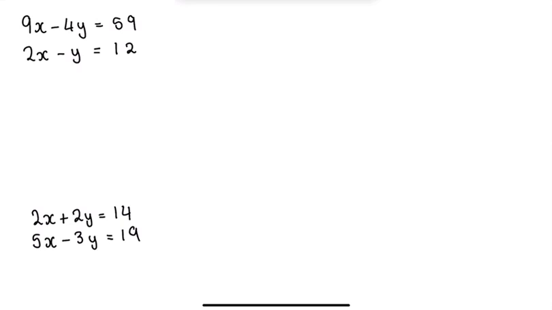Here I have 9x minus 4y equals 59. And then I have 2x minus y equals 12. Now looking again at the 2 and the 9, there's not readily a multiple there, so that's going to be a bit tricky. However, if I look here, minus 1 and minus 4, well, 4 is a multiple of 1. So all I need to do is times this bottom equation by 4 to make those coefficients the same.